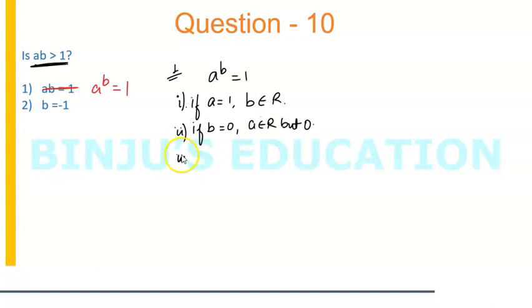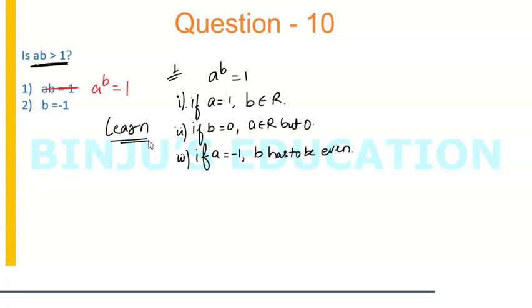Third, if a is equal to -1, in that case b has to be even. Please learn the three conditions. This is very important when you talk about a to the power b is equal to 1.